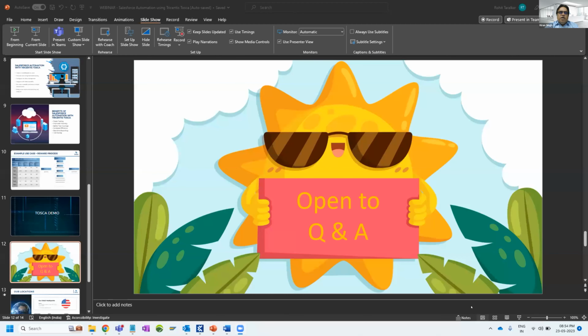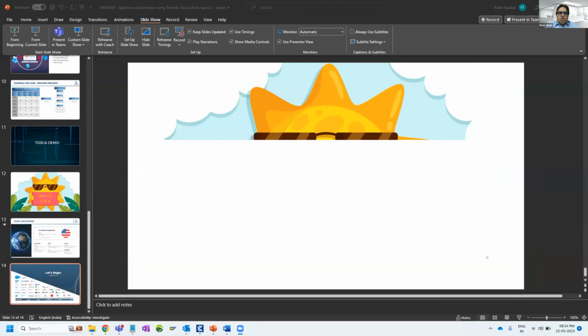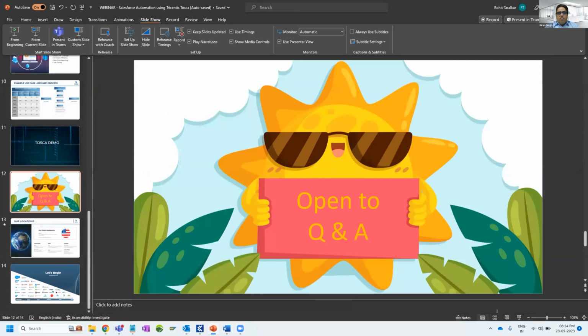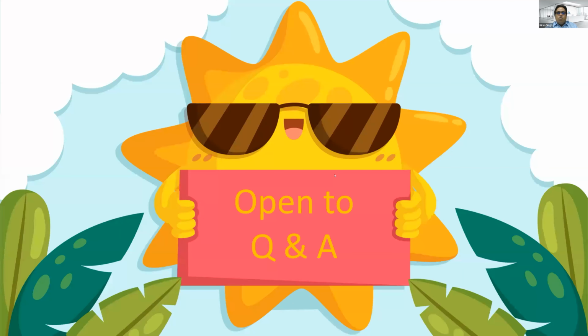As we are getting questions across, Rohit, let me start off with the first one. When we are implementing TOSCA for Salesforce automation, what type of improvements can we look forward to in terms of project timelines?